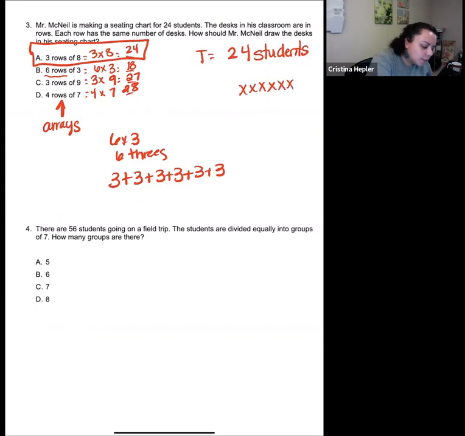4, 5, 6, 7, 8. That's 1 row. 2, 3, 4, 5, 6, 7, 8. That's 2 rows. So that's how Mr. McNeil set all of the desks in the classroom.